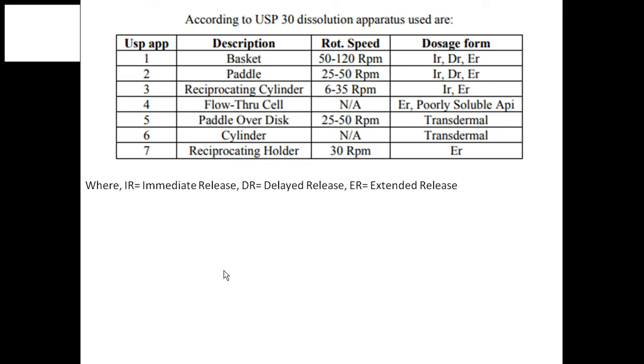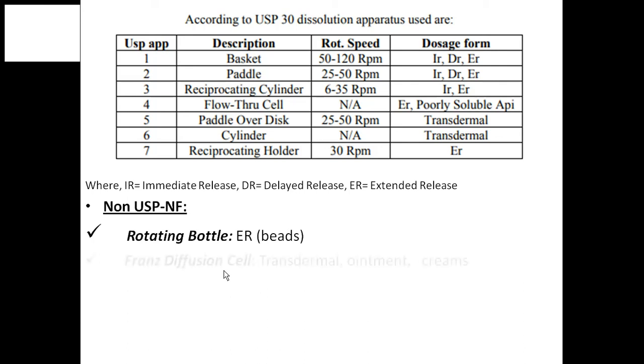Other apparatus, like paddle over disc and cylinder, are all used for transdermals. There are some non-compendial models, like the rotating bottle, which is used exclusively for extended release beads, and the Franz diffusion cell, which is used for studying diffusion for formulations like transdermals, ointments, and creams.